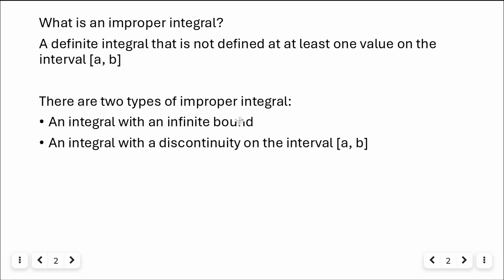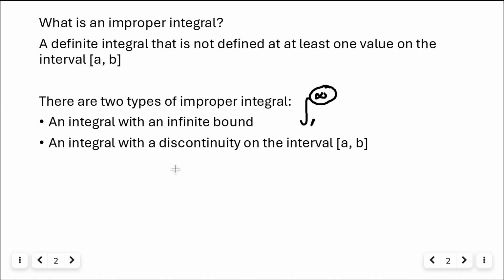An integral that has an infinite bound. So if I were to write an integral and say I want you to find the integral from 1 to infinity, there's an infinite bound up here. That is considered to be improper. Okay? As well as an integral with a discontinuity on the interval a to b.